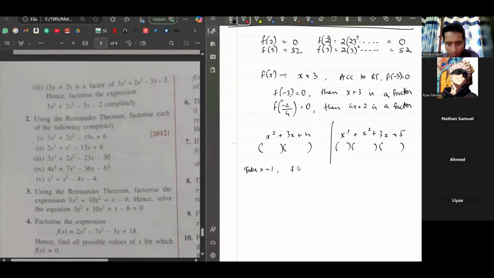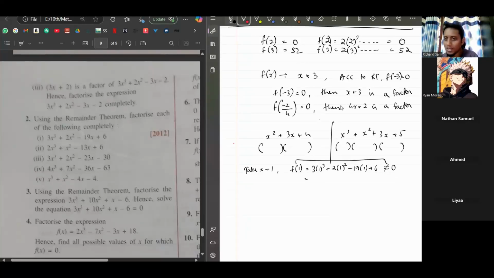So find f of 1, that is 3 into 1 cube plus 2x square minus 19x plus 6. You understand the point? In place of x, you'll put 1. So that's 3 plus 2 minus 19 plus 6. How much is that? Is that 0? It's not equal to 0. You don't need to write the exact value. You'll just write not equal to 0, which means f of 1 is not 0.